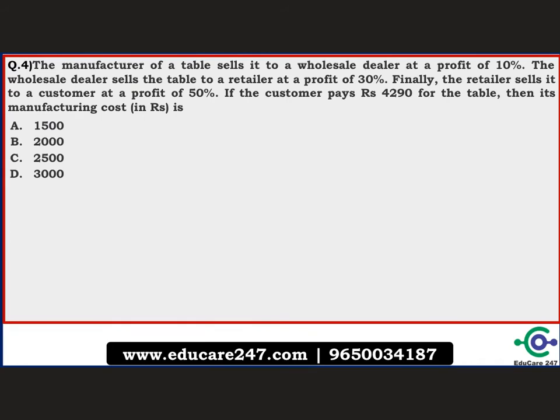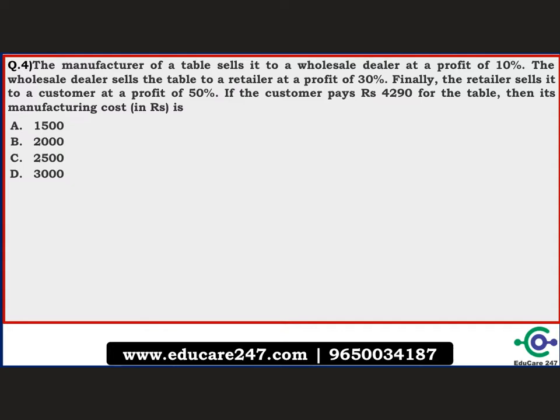So again, a very simple question. Let's have a look at it. The manufacturer of a table sells it to a wholesale dealer at a profit of 10%. The wholesaler sells the table to a retailer at a profit of 30%. Finally, the retailer sells it to a customer at a profit of 50%. If the customer pays rupees 4290 for the table, then its manufacturing cost is?